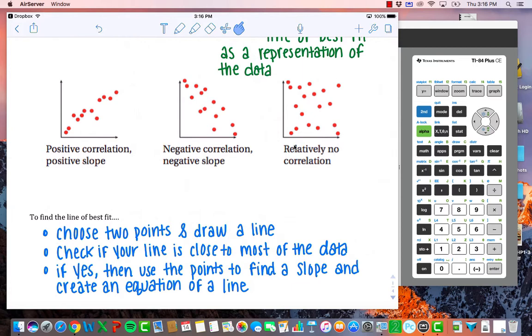When we talk about that line of best fit, we have to start by choosing 2 points and sketching a line. We have to try to figure out if our line is close to most of the data. It's not going to be close to all of the data because there might be some outliers, but at least close to most of it. If you decide yes, that your line is close to the data, then we're going to use those points that you picked to find a slope and create an equation of a line.